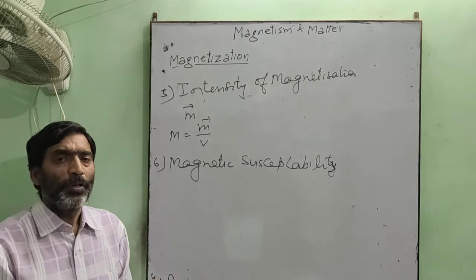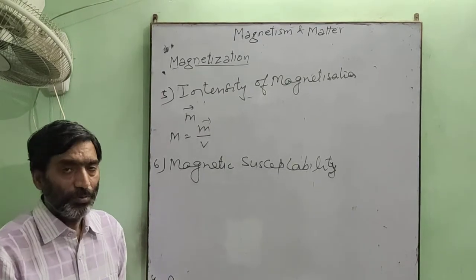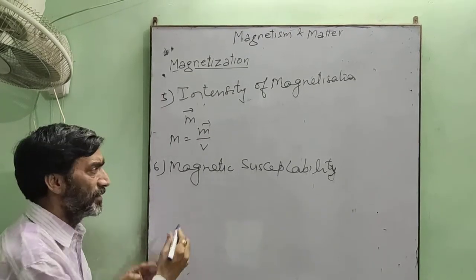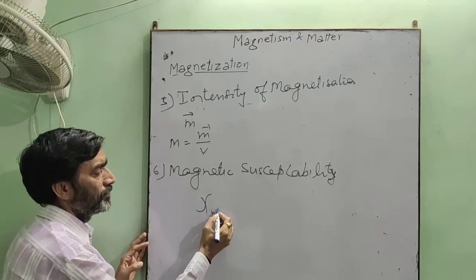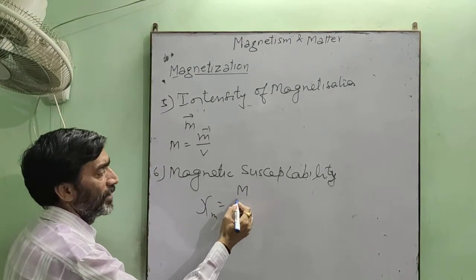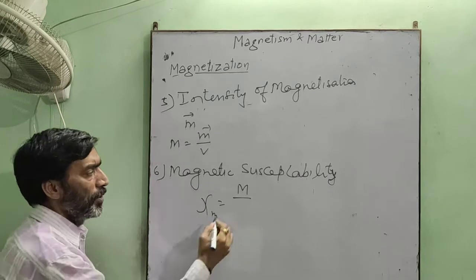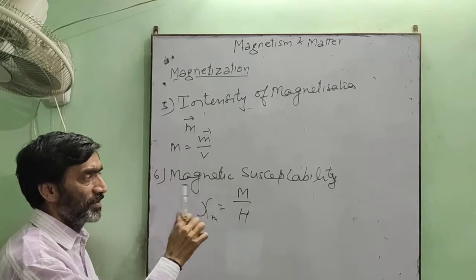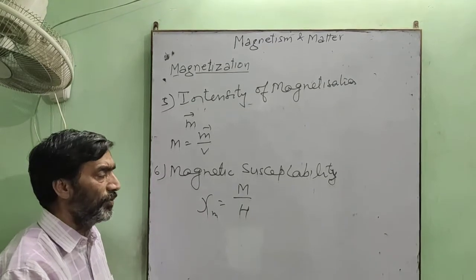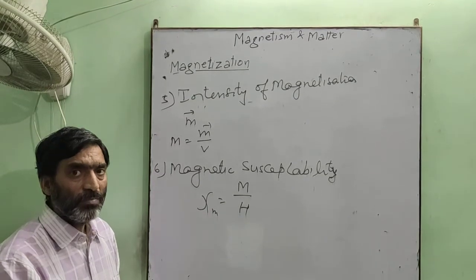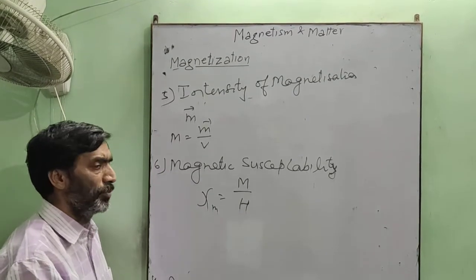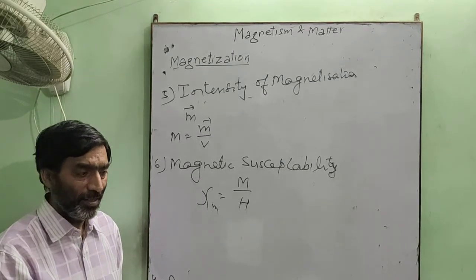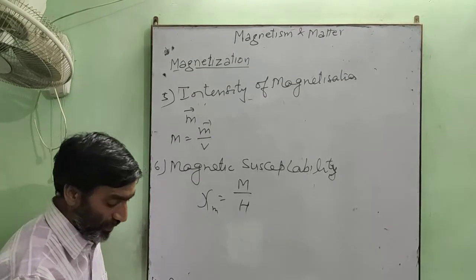It is also the property of the material, we can say the iron in this process. It is defined as the ratio of intensity of magnetization upon magnetizing field H. Magnetic susceptibility is the ratio of intensity of magnetization upon magnetizing field intensity H.